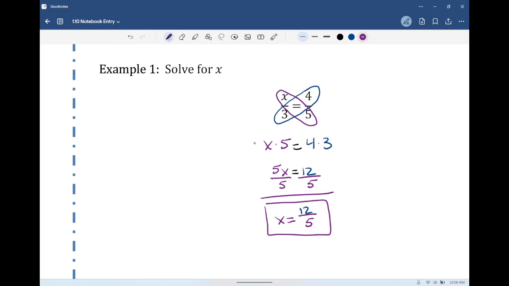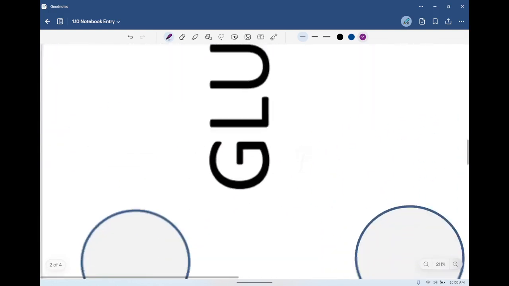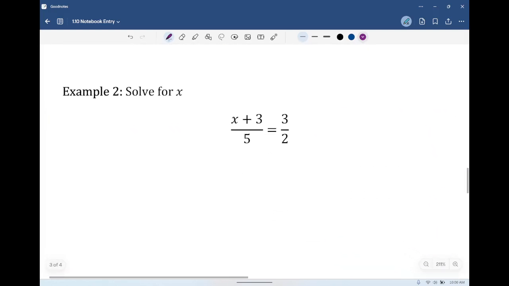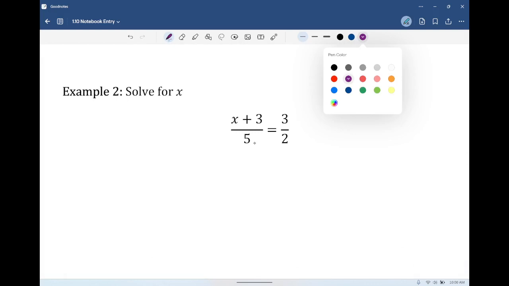Any questions on number 1? All right, flip your notes. All right, example 2, solve for x. Okay, raise your hand. How is example 2 different than example 1?